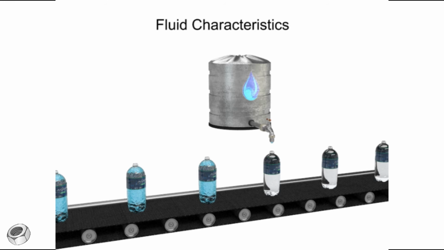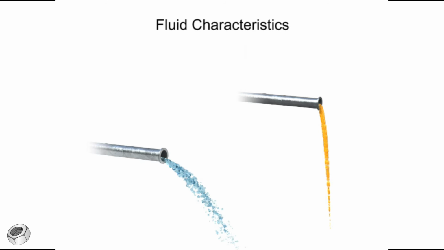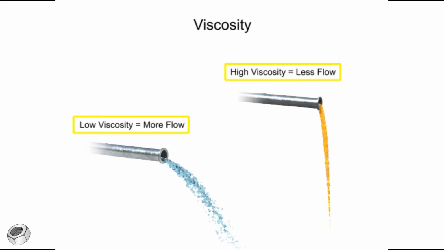Fluids used in mechanical systems come in many different types. The type of fluid chosen for a particular application depends on its characteristics. One of the most important characteristics of a fluid is its viscosity. Viscosity is defined as a fluid's resistance to flow.